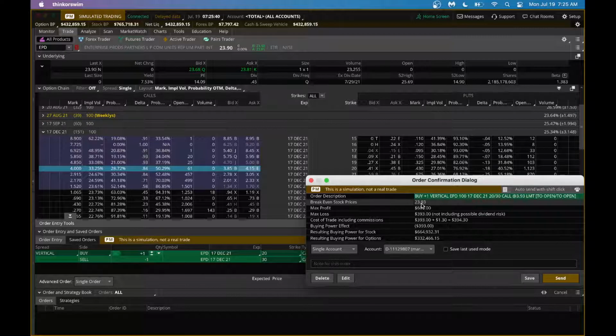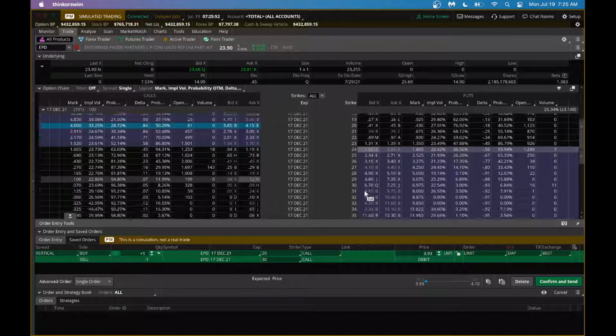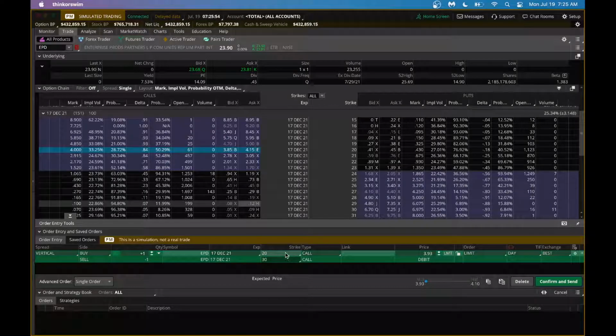But if you're conservative, you could even do it a little differently. And let's see a different way to do this. So right now the stock is at 23.90, almost 24. Instead of buying at 20 here, you could go a little lower. You could make it maybe 18 as an example.